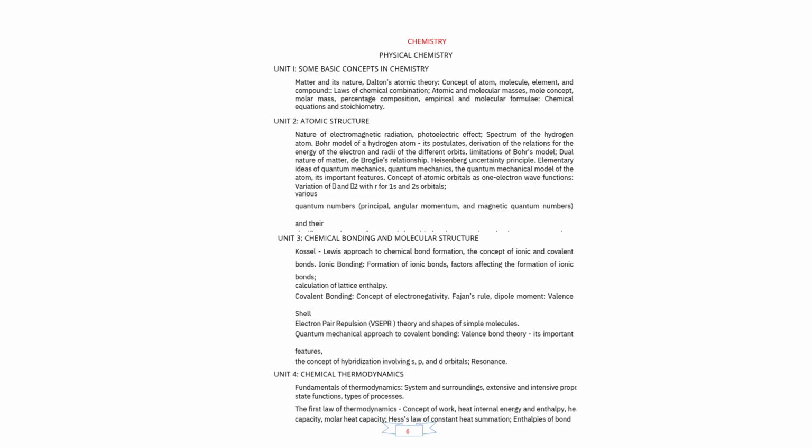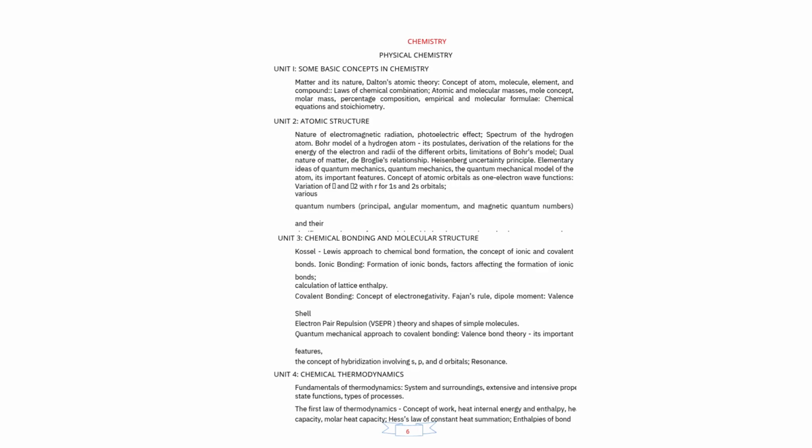Unit 3, chemical bonding and molecular structure. Kössel-Lewis approach to chemical bond formation, the concept of ionic and covalent bonds. Ionic bonding, formation of ionic bonds, factors affecting the formation of ionic bonds, calculation of lattice enthalpy. Covalent bonding, concept of electronegativity. Fajans' rule, dipole moment, valence shell electron pair repulsion, VSEPR, theory and shapes of simple molecules.